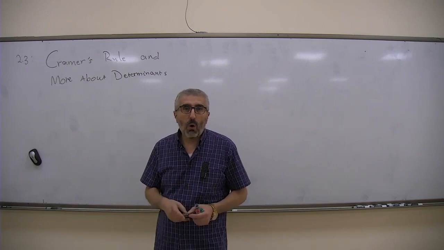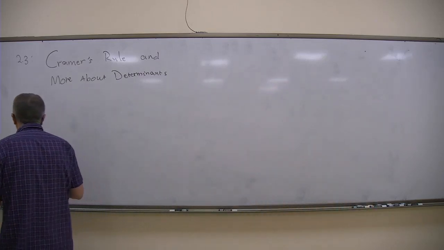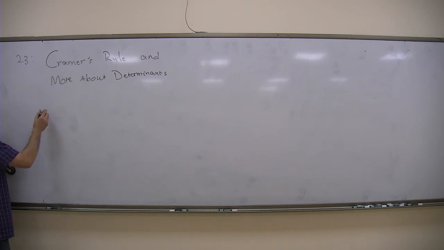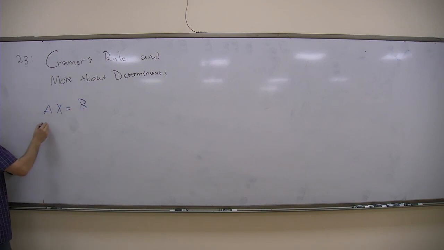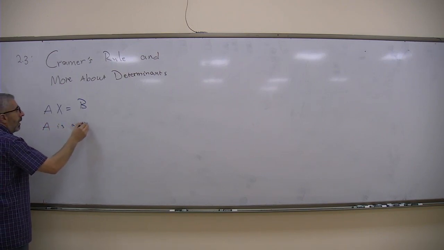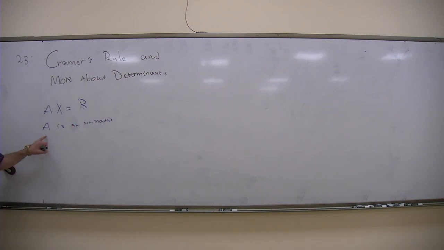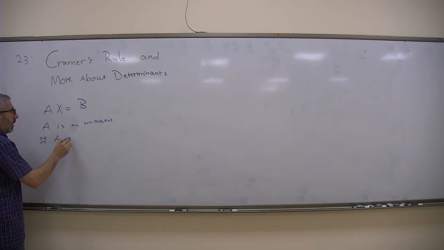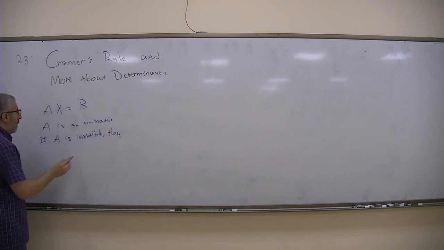another method for solving linear systems that have a unique solution. So we said when you have a linear system, you can write it in matrix form as AX equals B. Here your matrix A is an n by n matrix. Now, if this matrix A is invertible, then X equals A inverse B.